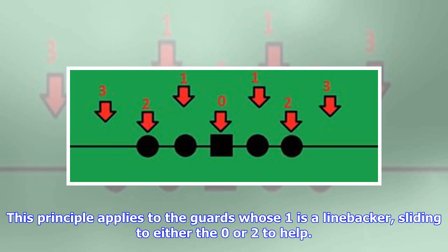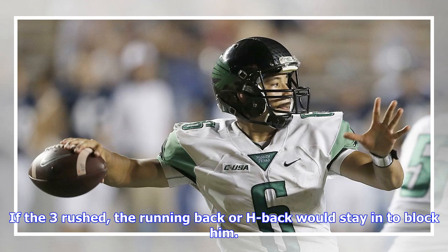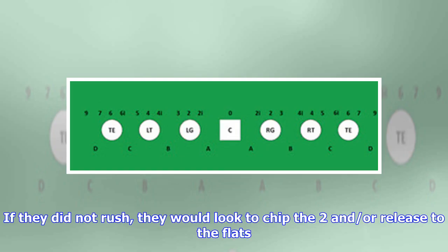This principle applies to the guards whose 1 is a linebacker, sliding to either the 0 or 2 to help. The center would block 0, the guards taking 1, and the tackles taking 2. If the 3 rushed, the running back or H-back would stay in to block him. If they did not rush, they would look to chip the 2 and/or release to the flats.